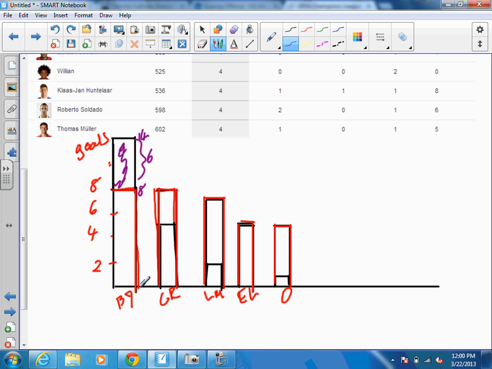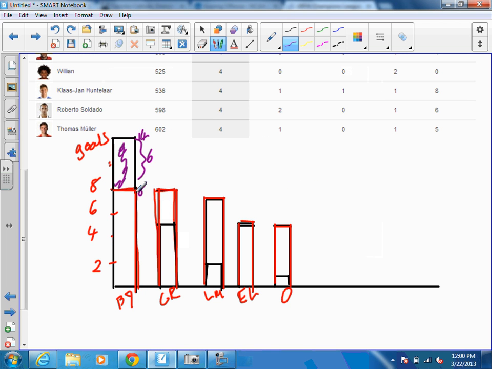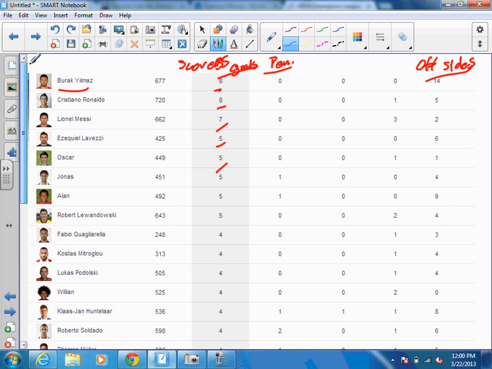They're actually adding and subtracting on top. Okay, but this one would become relatively difficult to work with. We saw when we put just goals, it was pretty easy to read, but as soon as you put a second piece of data in here, it became relatively difficult. Okay, let's do a comparison of goals and offsides.